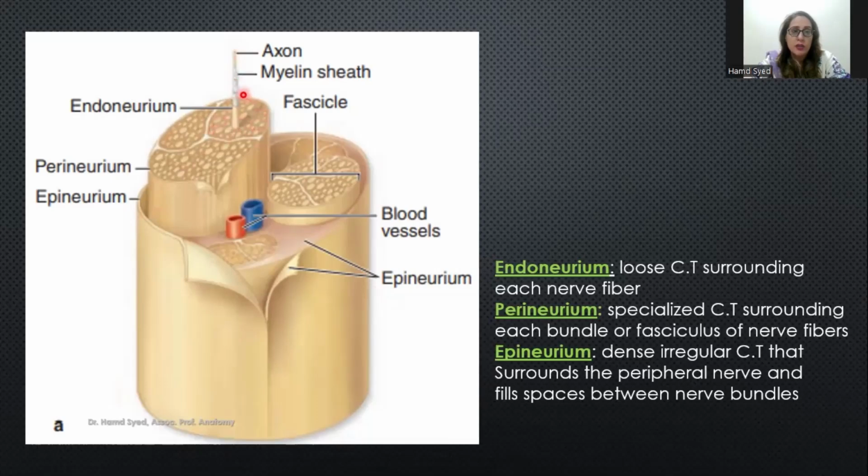Now several of these nerve fibers are grouped together as bundles, also known as the fascicle. The fascicle is surrounded by a specialized connective tissue, which is known as the perineurium. Several of these fascicles collectively form the peripheral nerve. The peripheral nerve as a whole is surrounded by a tough layer of dense connective tissue, which is the epineurium. Epineurium also extends between the fascicles.